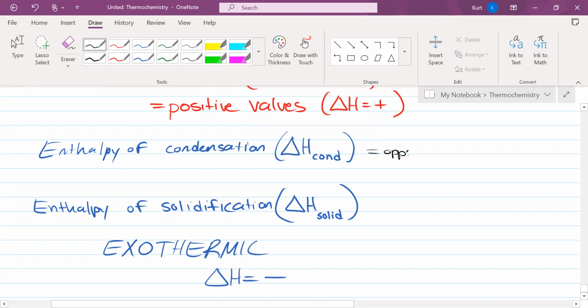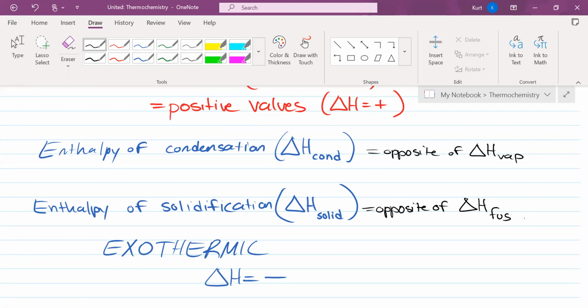This is the opposite of the enthalpy of vaporization, and this is the opposite of enthalpy change of fusion. So fusion is like positive 40.7, solidification is going to be negative 40.7. If vaporization is 23.4, then condensation is going to be negative 23.4.